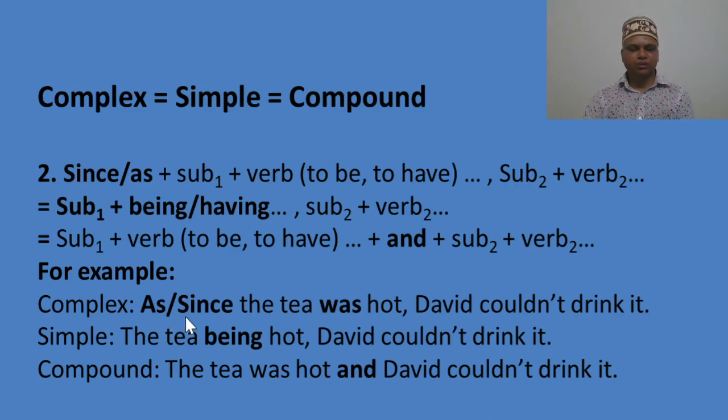So look at the complex sentence. It begins with as or since, a subordinating conjunction. If you want to make it simple, we just omit as, since, and instead of the be verb we use being. Then the rest of the sentence will be unchanged. For the compound sentence, we just omit as or since, the subordinating conjunction, and in place of the comma we use "and" to make it a compound sentence.